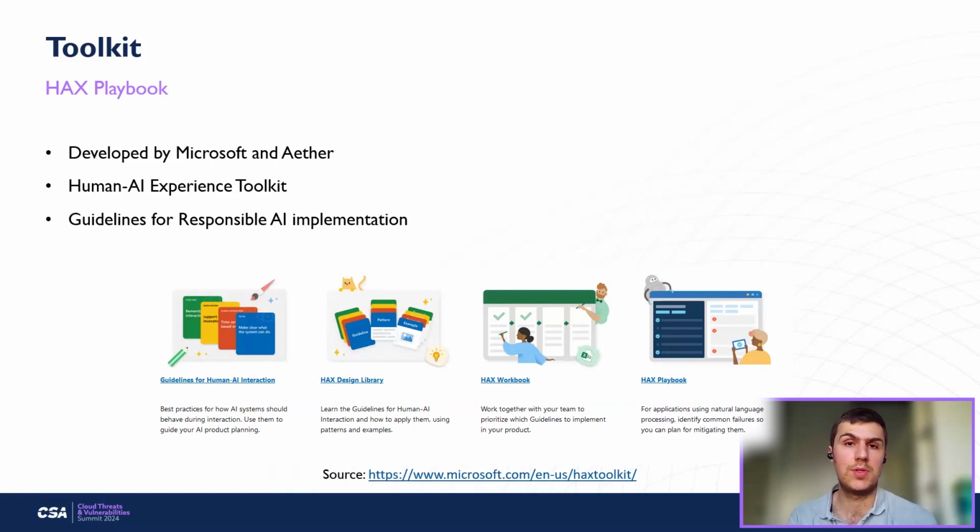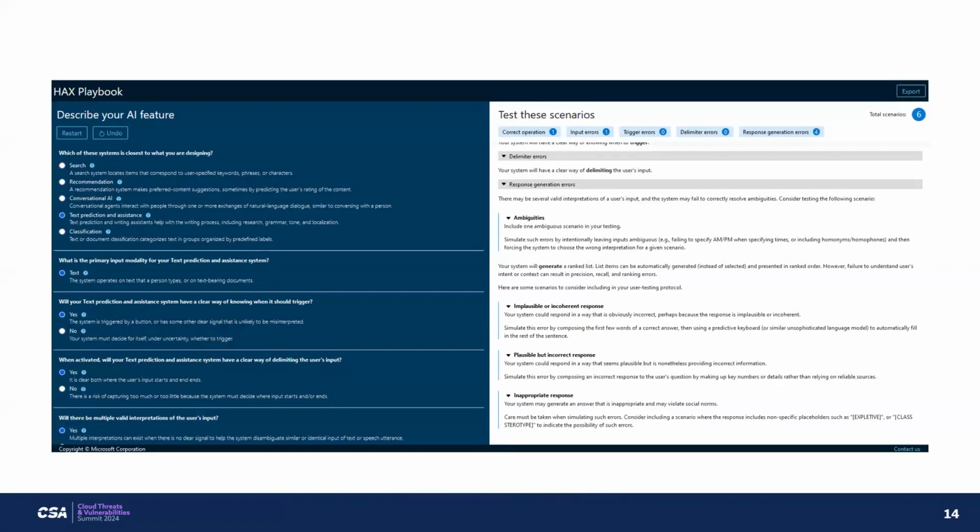So one of the examples I've just taken is the HAX playbook that enables you to look at the AI features that are being developed, and then brings along scenarios that should be tested or verified for the AI system to consider all those aspects of secure and responsible AI, so to say.